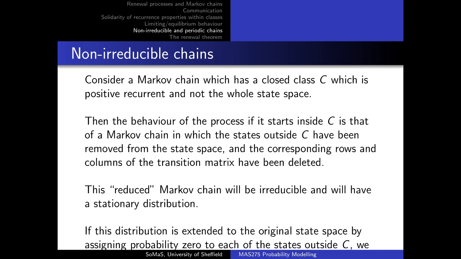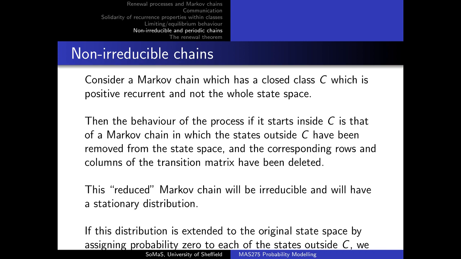Then you should think of what happens if we start inside the closed class. Then we're not going to leave it. And inside this, we have an irreducible Markov chain with a slightly smaller transition matrix. And this one is irreducible and has a stationary distribution, as we know. If you want to find the stationary distribution for the whole Markov chain, you just need to assign 0 at the states which are outside of the closed class. And then we get the whole stationary distribution. So that's pretty simple. We're going to see an example with this very soon.